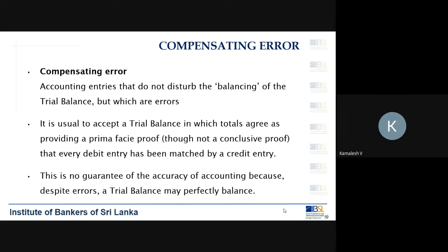So this is no guarantee of the accuracy of accounting, because despite these errors, the trial balance will perfectly balance. Therefore, when you say the trial balance agrees, it's only prima facie proof. It's not conclusive proof, because we know there could be a lot of errors in a trial balance.